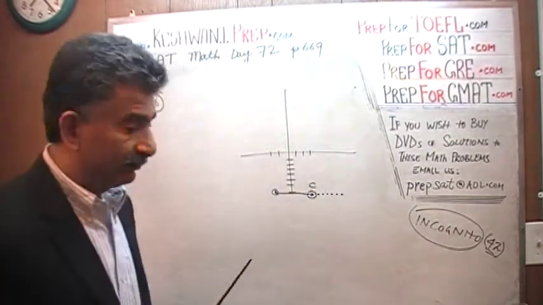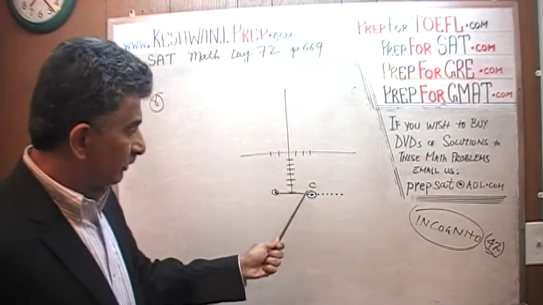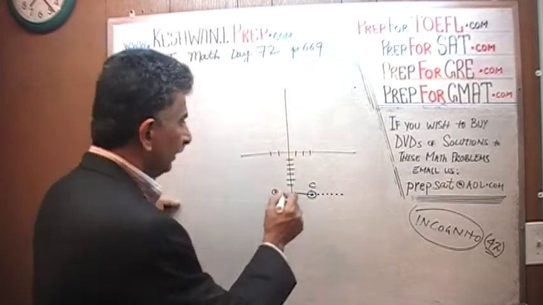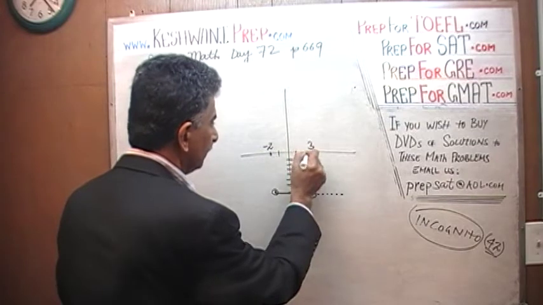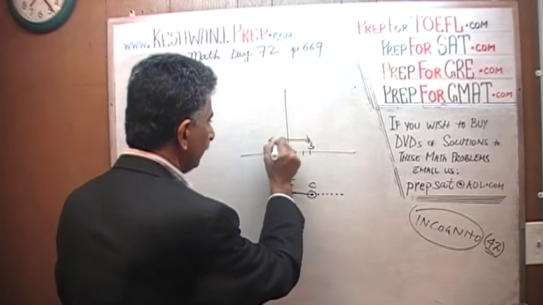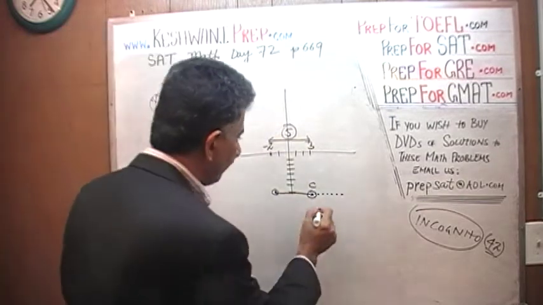And wherever it ends, the length of this part has to be the same as that one, obviously, because C is the center, which means this is the radius. And how much is it? It goes all the way up to 3, and it starts at negative 2. From negative 2 to 3 is 5, which means the radius of the circle is 5, which means we have to go 5 units here.